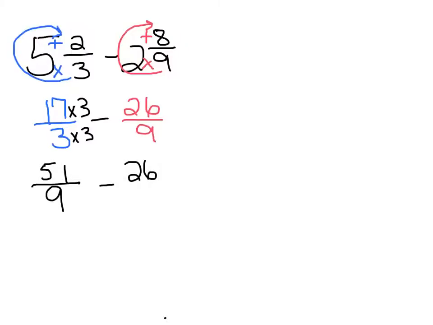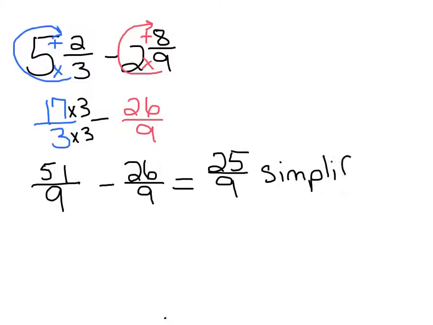To subtract, we already have the common denominator, 26 ninths, so we can leave it as 26. So we have 25 ninths. Again, this fraction is simplified because the greatest common factor of the numerator and denominator, 25 and 9, would be 1. So the greatest common factor is 1.